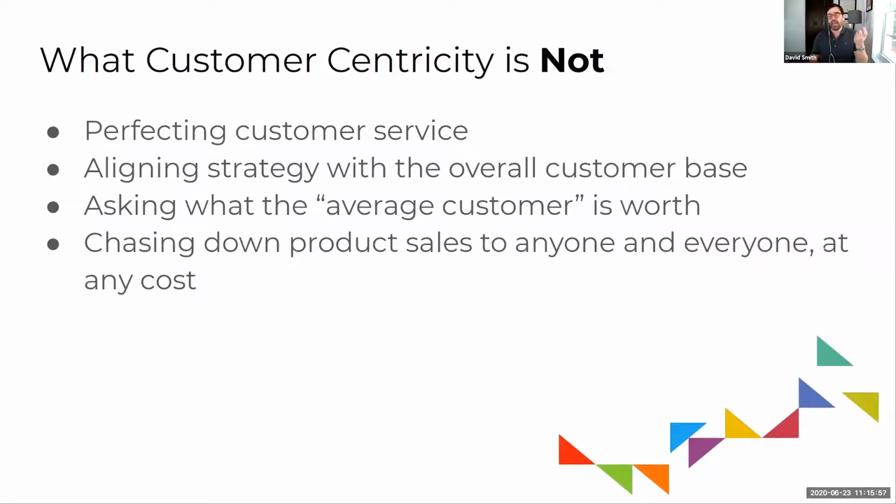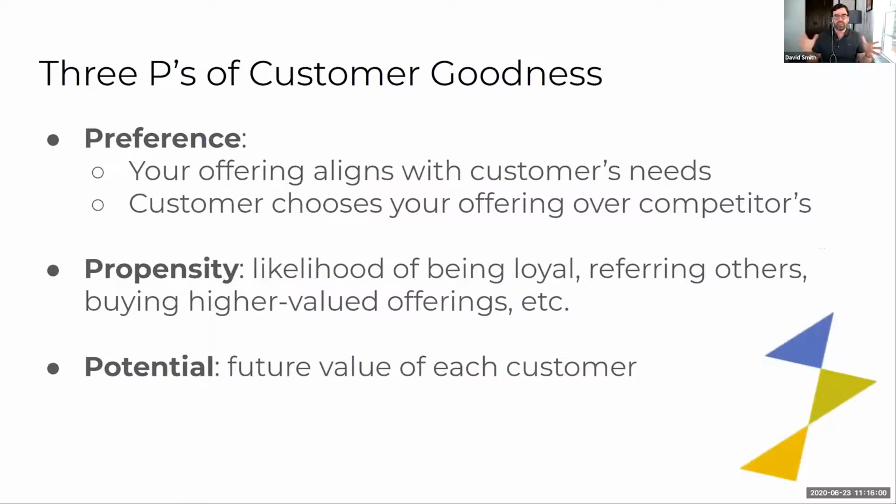What it is: you're looking at the array of customers that you have, and you look at their preferences. You look at their propensity to purchase. You look at their potential. And you'll see that there are differences between them. In terms of preference, that's just how your offering aligns with their specific needs, and how likely they are to choose you over some competitor's offering. With propensity, that means the likelihood of being loyal and referring others, buying higher value offerings, etc. And then potential is the future value of each customer.